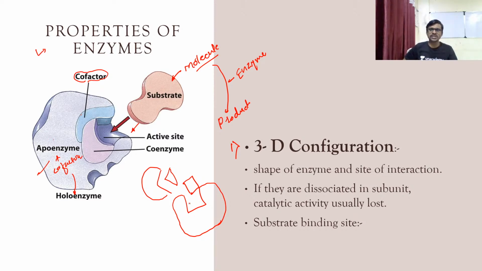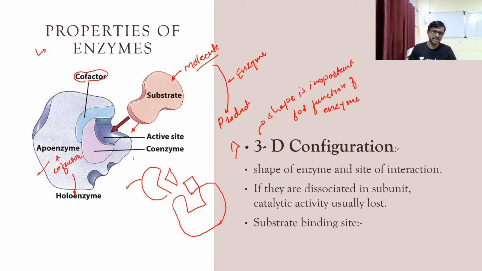If there is any change in its shape, there may be a change in its function. So here shape is important for the function of the enzyme. That's why we call it a 3D configuration. The 3D configuration is necessary; it is important to be maintained by the enzyme. Otherwise, it will not work because its shape will get changed.